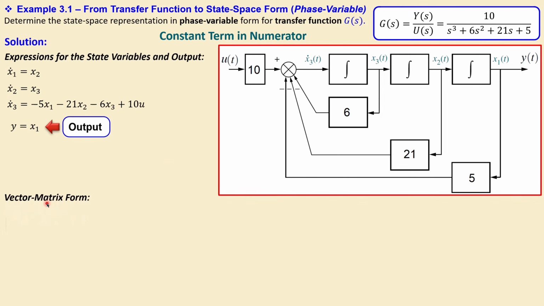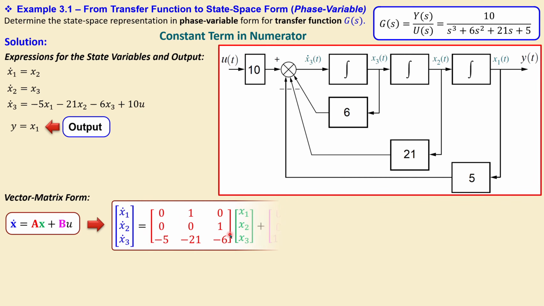Okay, now the vector matrix form, which is this, and that will be converted to this one. You can see here 0, 1, 0, 0, 0, 1, that is standard. But this one, minus 5, minus 21, and minus 6 comes from this denominator. So 5, 21, and 6, you put a minus sign in front of that, and you do that in a reverse way here. So minus 5, minus 21, and minus 6. This is all 0, 0, 10. So let's actually do that 10.